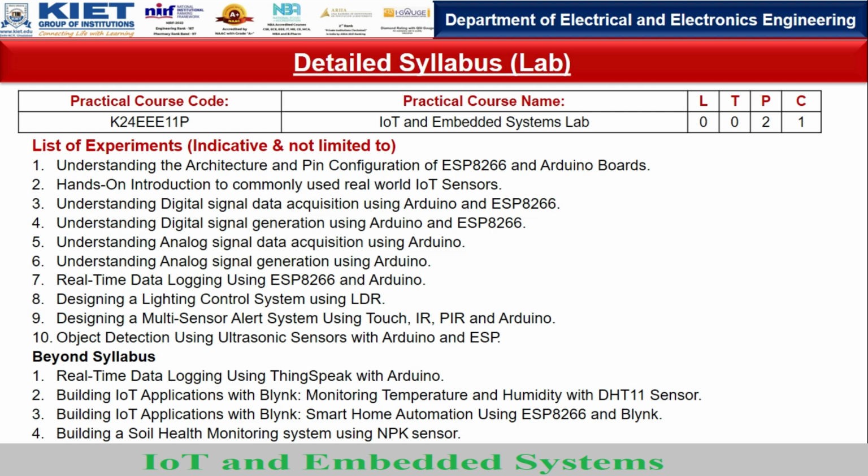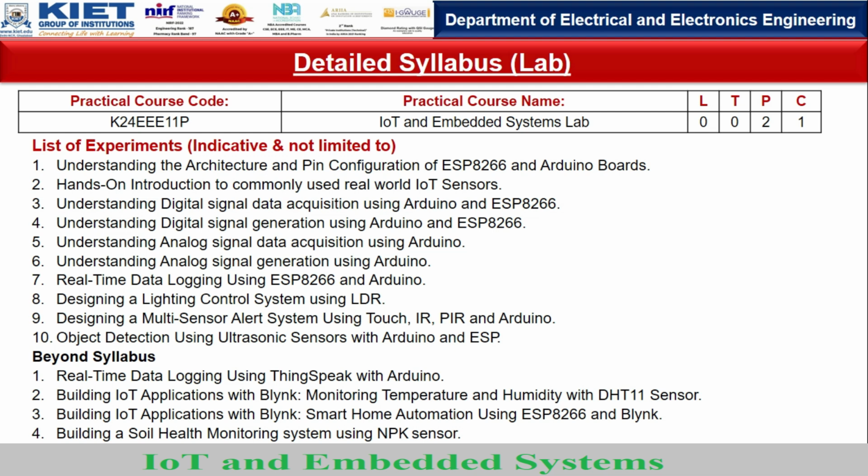Then third, fourth, fifth, sixth experiments are about digital signal and analog signal acquiring and generation. After this we log the data through Arduino and ESP on your system. Let's say one sensor is there, a humidity and temperature sensor. We log the data in our system or save the data in a memory.